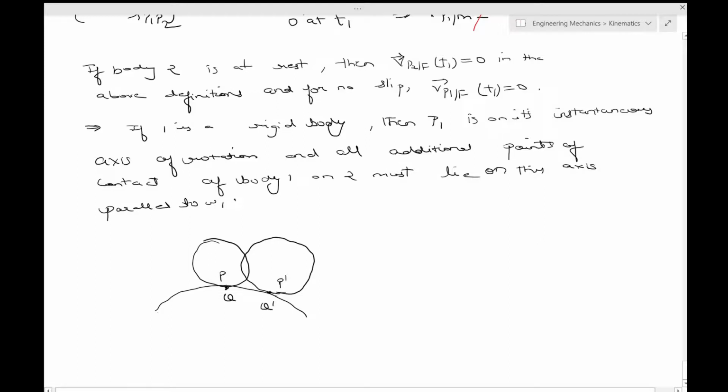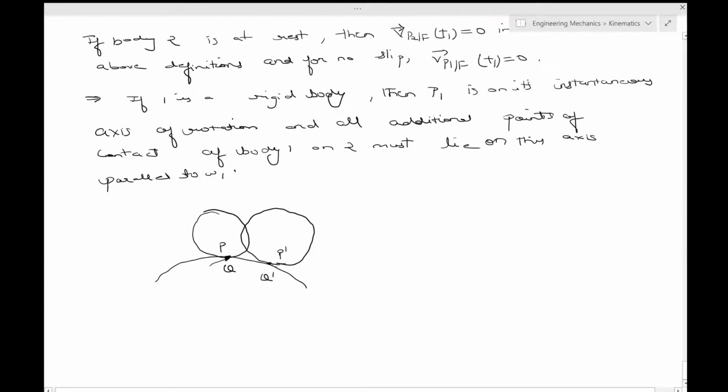So this point lies on its instantaneous axis of rotation. The axis actually goes into the screen through this contact point. Any additional point which you have must lie on this axis, parallel to omega 1. So this point of contact will be different, and all of them will be lying on respective axes of contact, which will all be parallel to each other, in the direction of omega 1. At this point you can go back and check what the instantaneous center and instantaneous axis of rotation was.